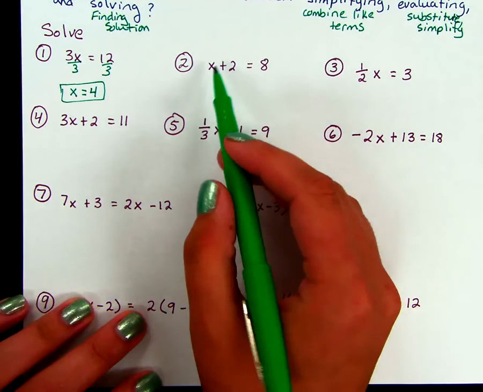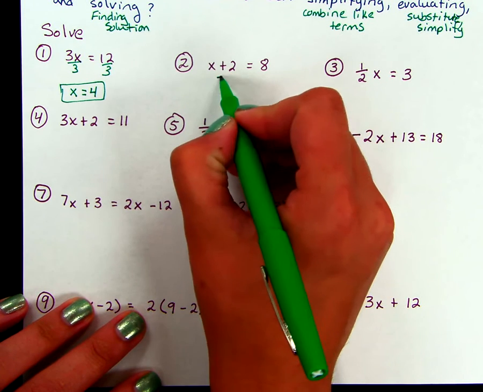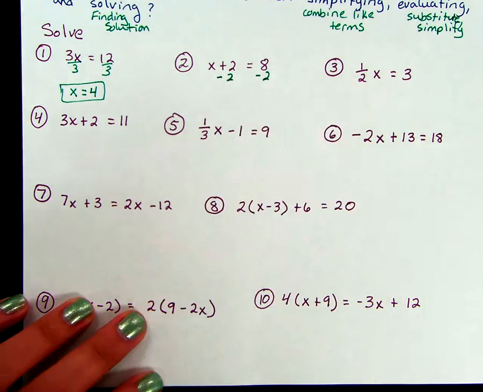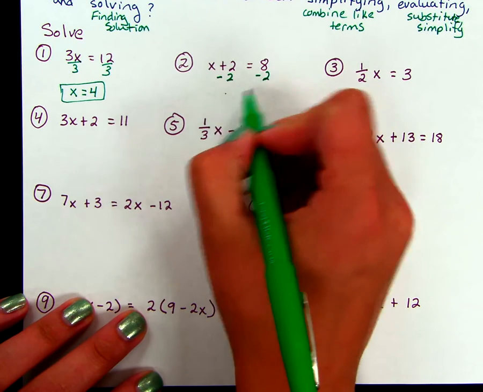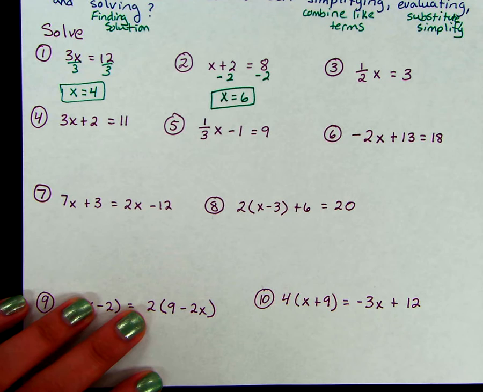Okay, again, looking at this, we're trying to get x alone. So that means that we have to get rid of this 2. So since we're adding, we're going to undo that by subtracting 2 from each side. So 8 minus 2 is 6. So x equals 6 will be our final solution.